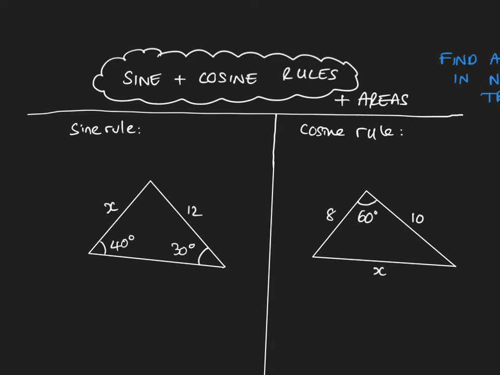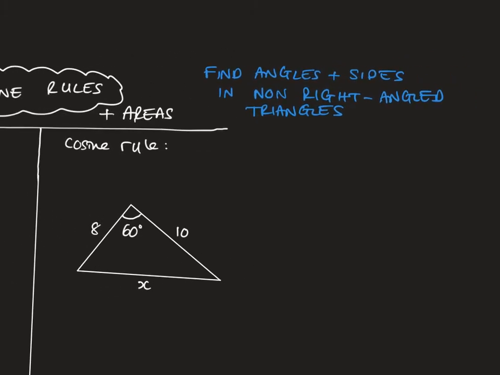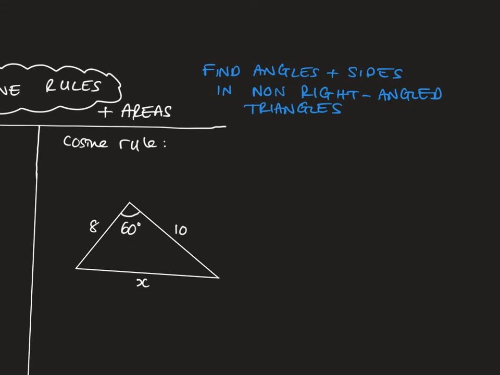In this video, I'm going to be looking at the sine and cosine rule as well as trigonometry to find areas of triangles. Now, what do these rules do? Well, essentially the sine and cosine rule allow you to find angles and sides in non-right angle triangles.